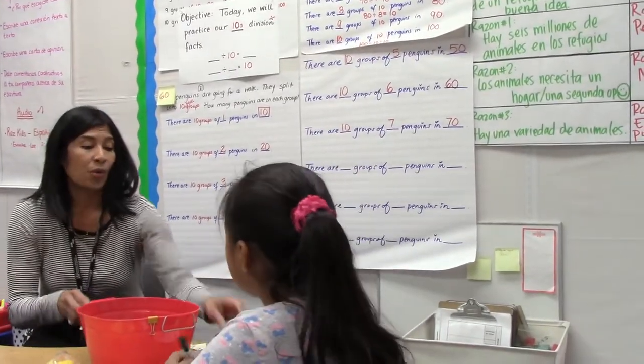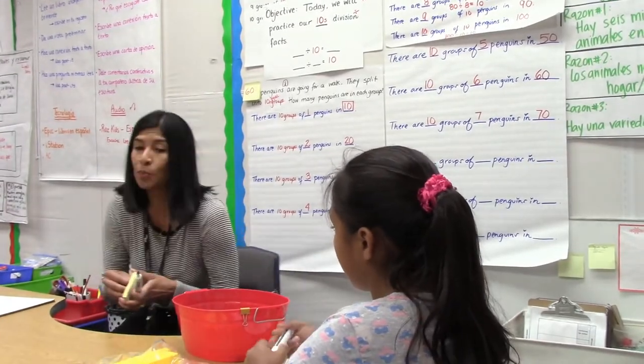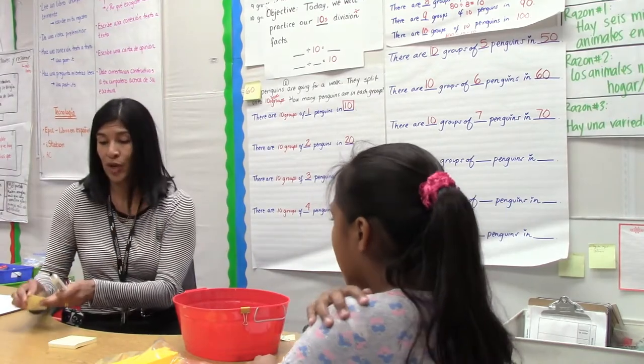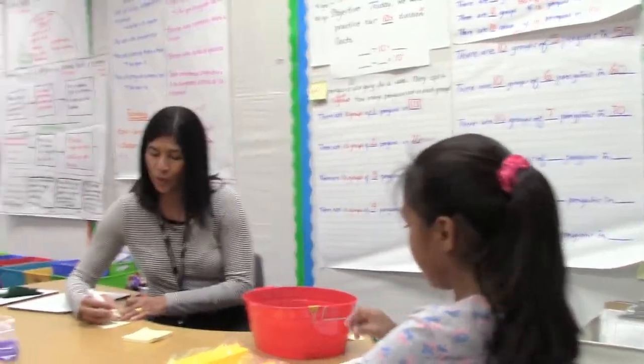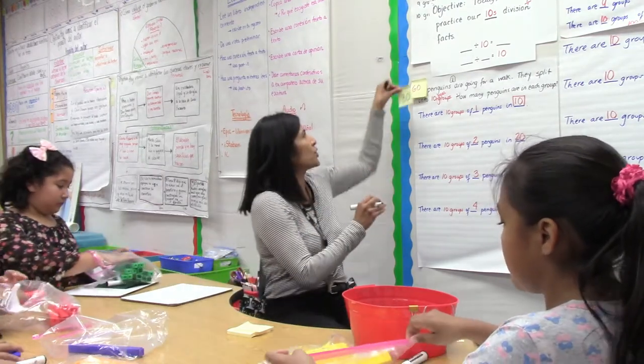So what we're gonna do now is finish that chart, and I want you to use your blocks to model this situation. Okay? So how many penguins do you think we're gonna have? 80. Look at the chart. Look where we left off. So we're gonna have how many penguins? No, 80. 80 penguins, right?